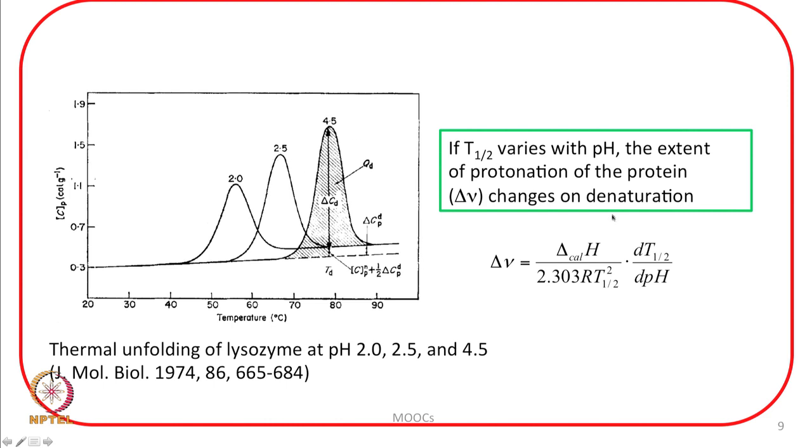So, therefore, if the transition temperature either increases or decreases with the change in pH, we should be able to calculate another quantity, that is how many protons are either being accepted or how many protons are being lost when this folding unfolding transition takes place. In other words, the extent of protonation or deprotonation of the protein when it undergoes denaturation or folding as a function of pH. If we have the data, that property can be calculated.